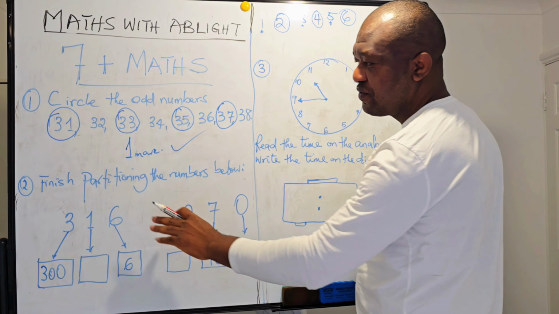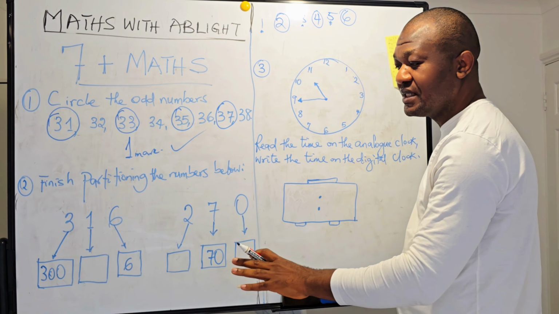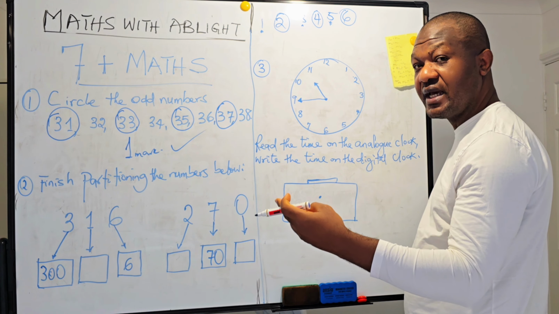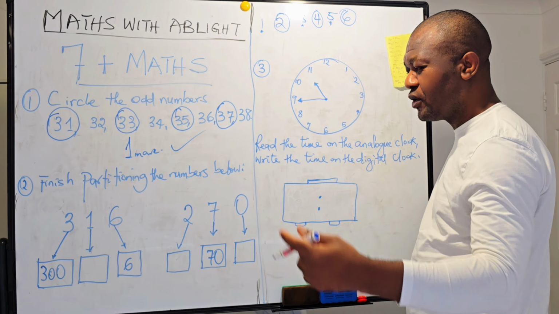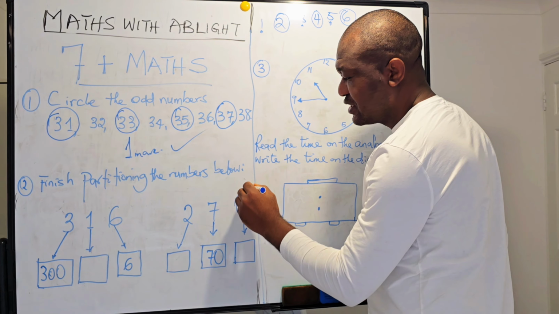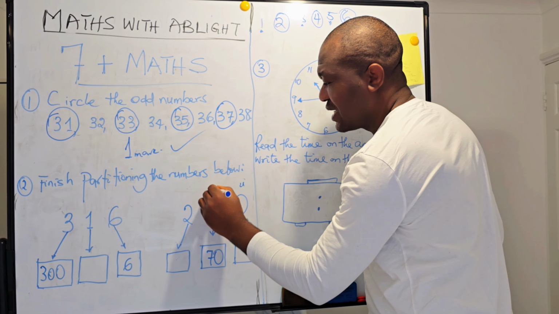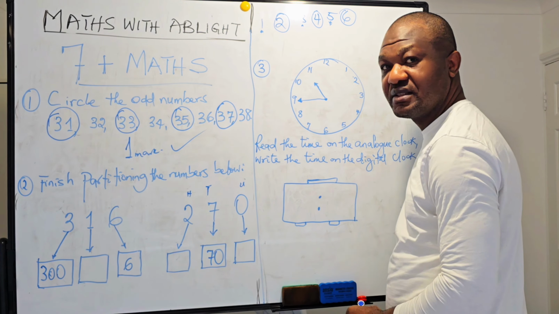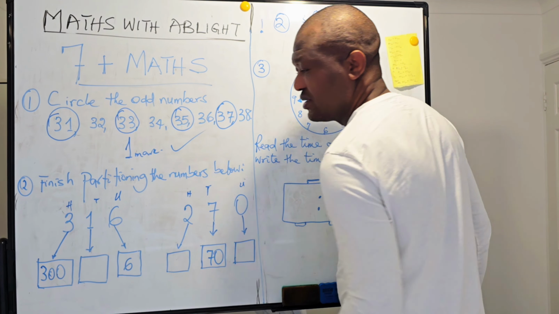Number 2 says, finish partitioning the numbers below. This is testing your ability to identify numbers that are in units, in tens, in hundreds, in thousands, tens of thousands, and all of that. You start naming them from your right. On this place, this is a unit. This comes as tens, and this as hundreds. This is unit, tens, and 100.